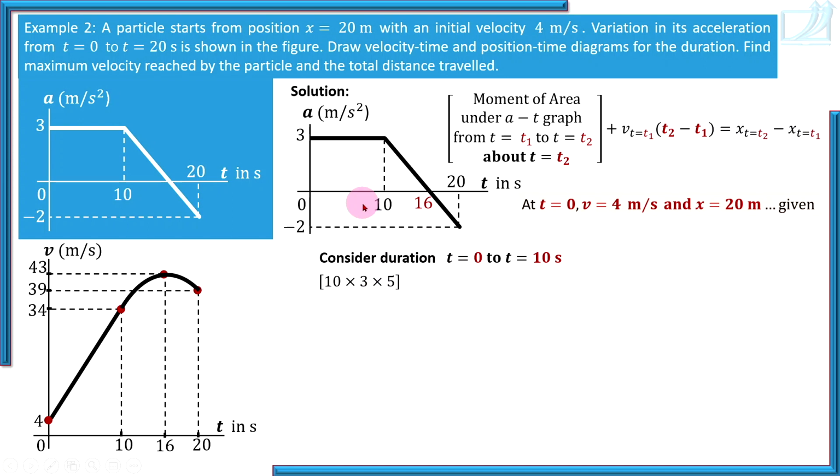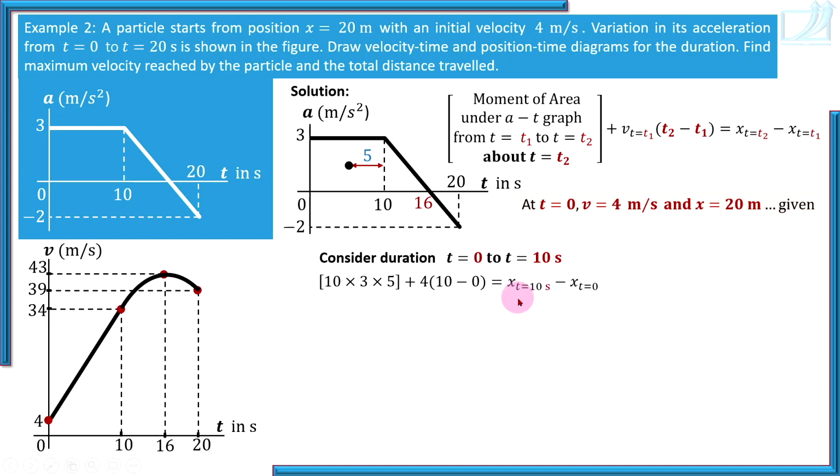Into 5. It is the distance of the centroid from t equal to 10 seconds, and it is half of its base, 5. That is why 5. Plus initial velocity. Initial velocity means the initial velocity in this interval. What is the initial velocity at t equal to 0? 4. So initial velocity into t2 minus t1, that is 10 minus 0.